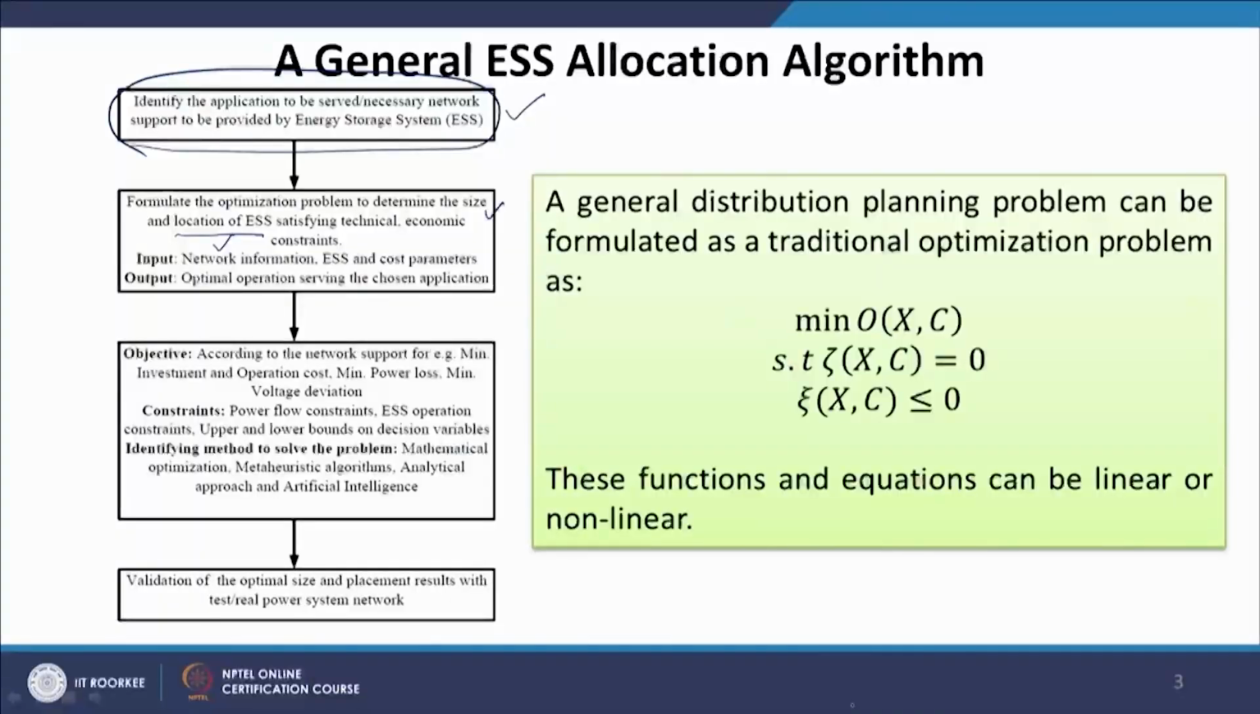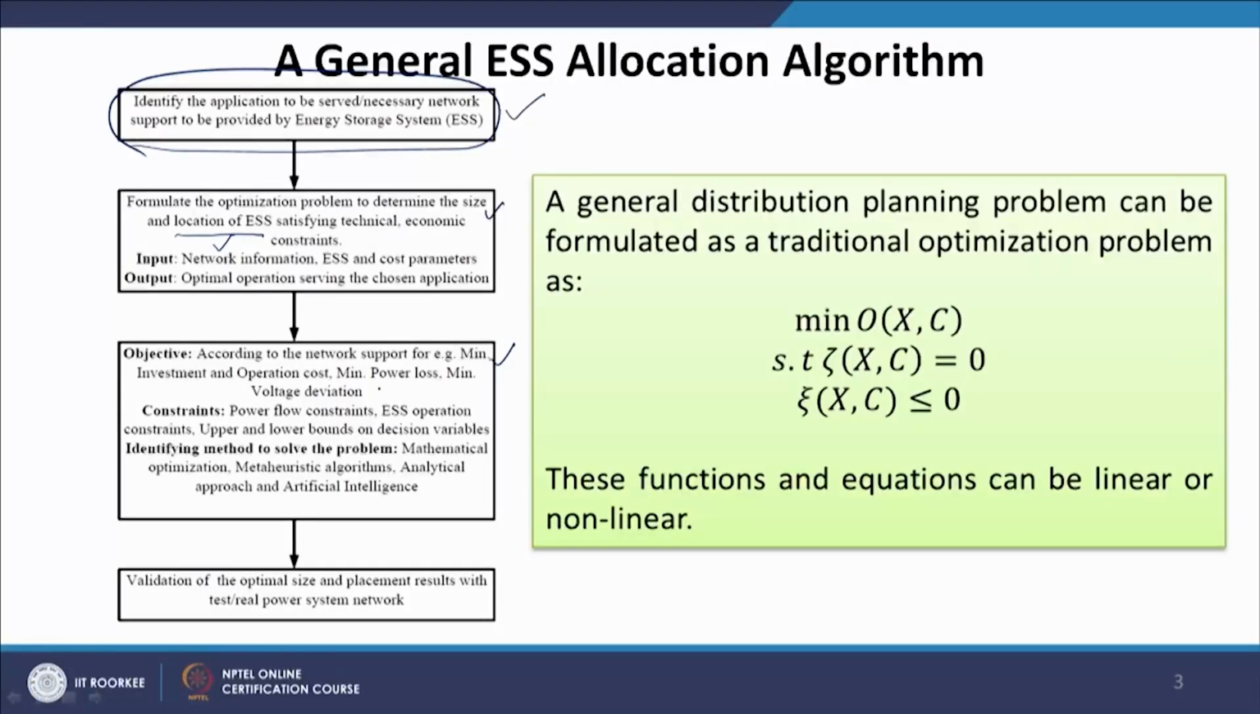Now, the objectives are according to the network support, for example, minimum investment and operation cost, minimum power loss and minimum voltage deviation. The example could be anything that you would like to reduce, such as cost, that means you wish to invest less in your network for a couple of years. How do you achieve that? That is known as operational cost management, or you can also optimize the power loss, or the voltage deviation.